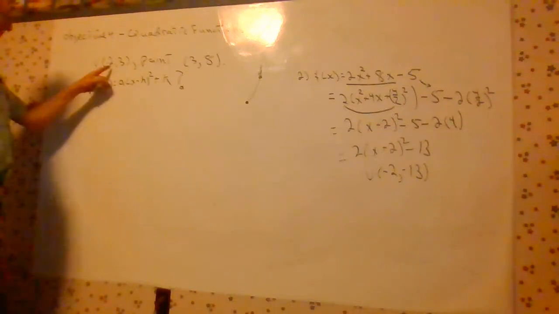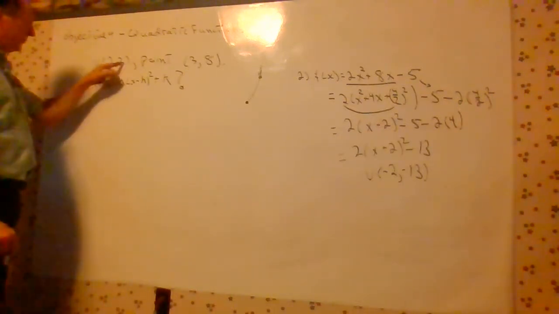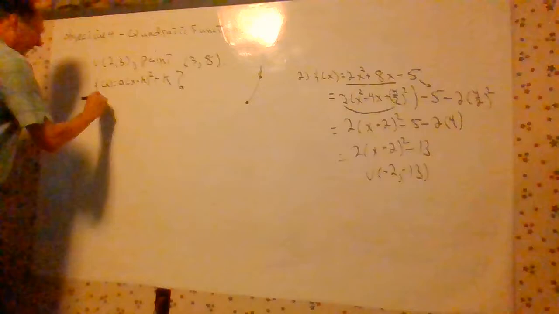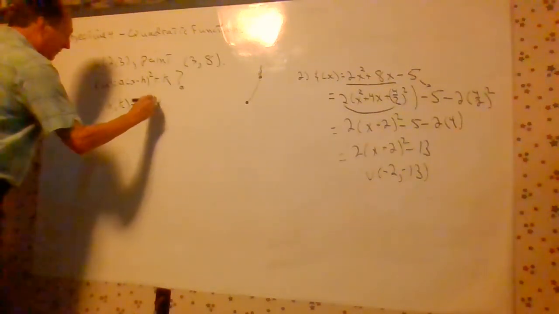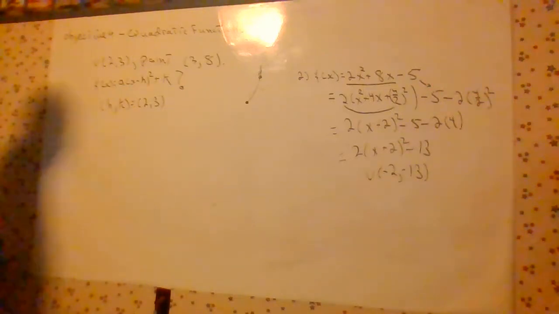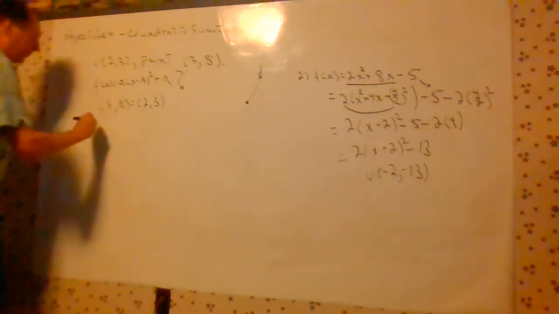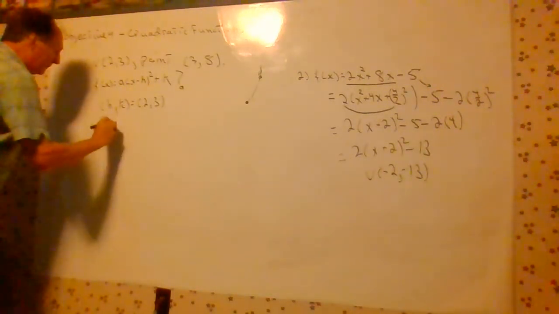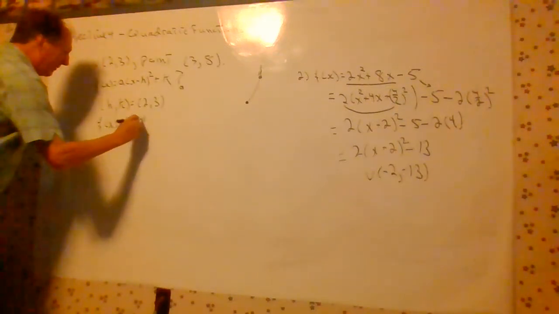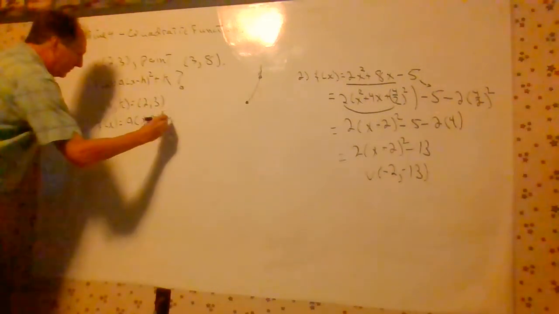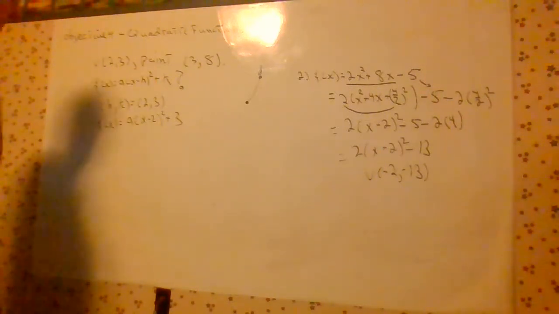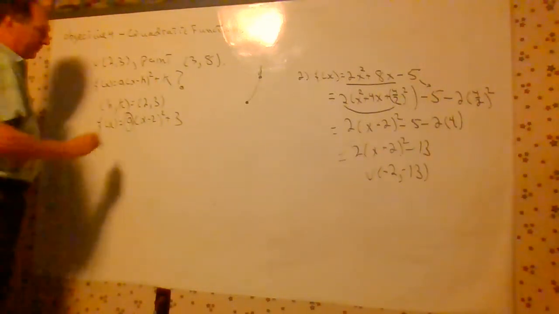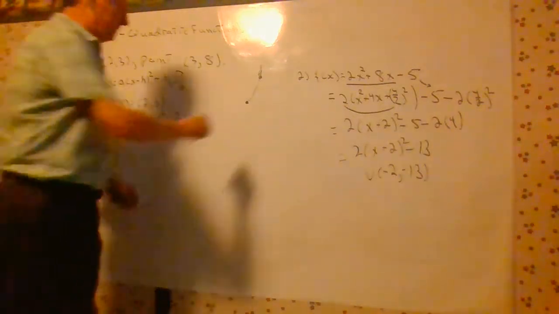Well, first of all, we know that h, k is 2, 3. V of 2, 3 is just a fancy way of saying h, k is 2, 3. And then we can substitute: f of x equals a times x minus 2 squared plus 3. Just put h here and k here. The only question remaining is what is a?